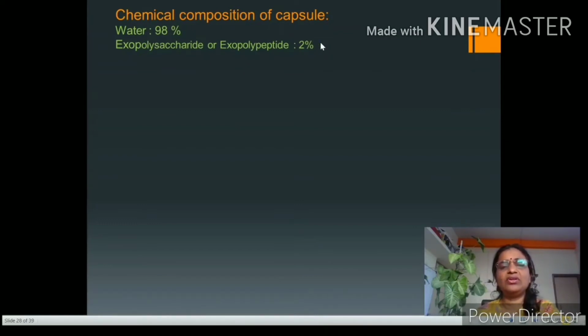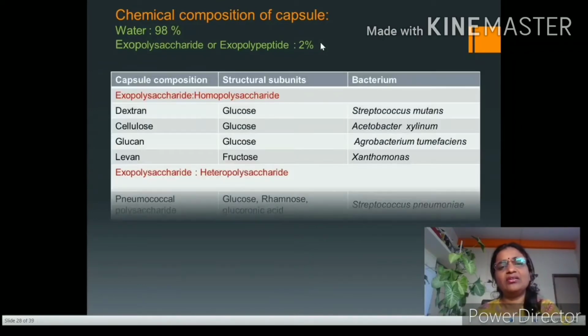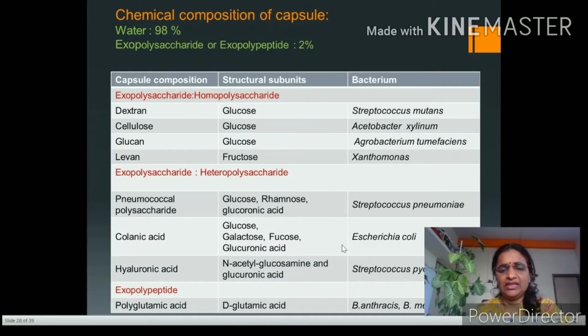It does not carry a more positive or more acidic charge. It is not acidic or basic. Now here I give some examples of the bacteria with their capsules, capsular polysaccharides and polypeptides.